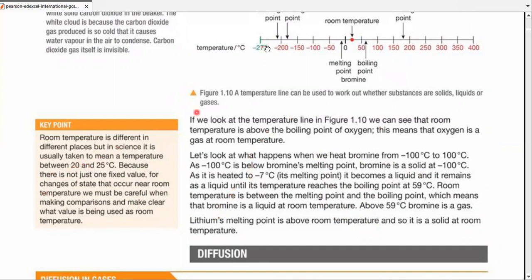Now, room temperature, this is something important. Room temperature is different in different places, but in science, we usually take any temperature in between 20 and 25 degrees centigrade. So usually for hotter countries, it is considered as 25, and for colder ones, it is considered as 20.